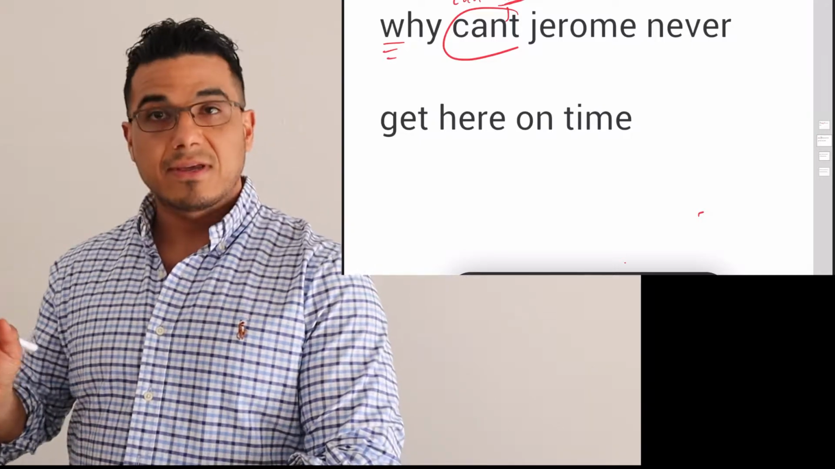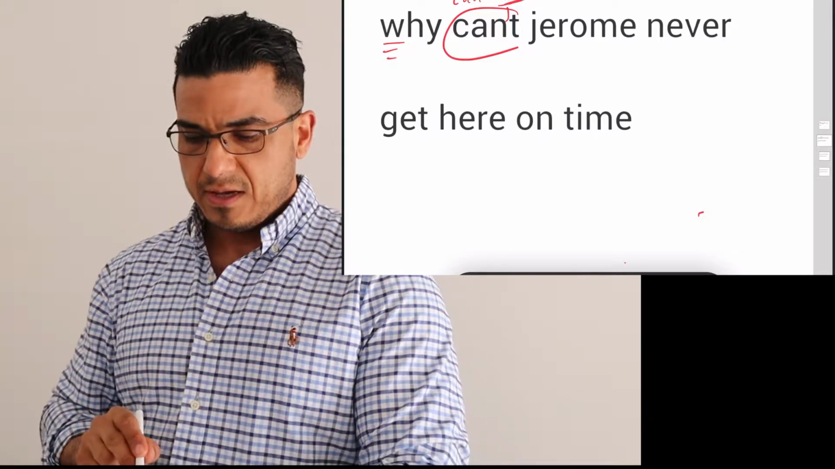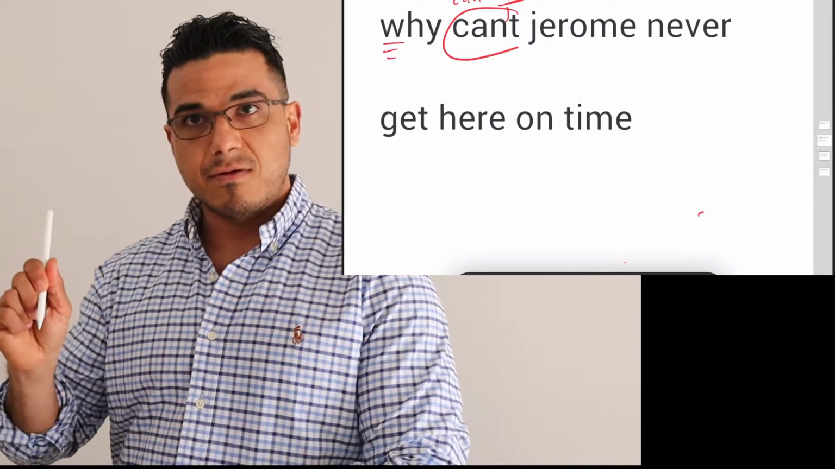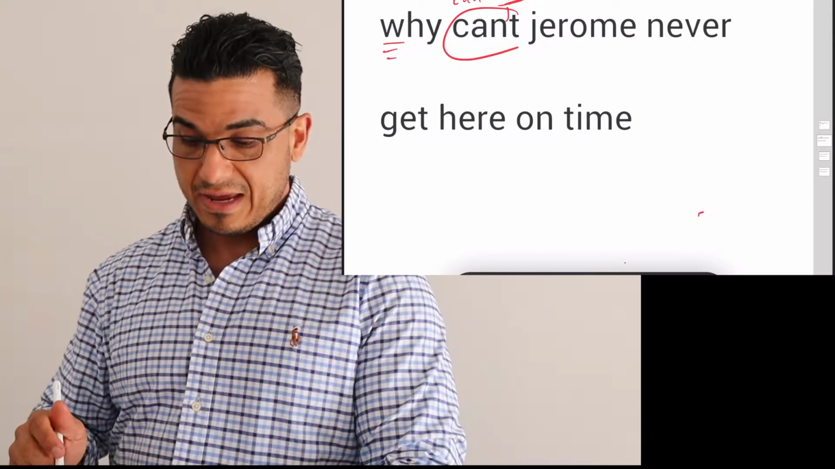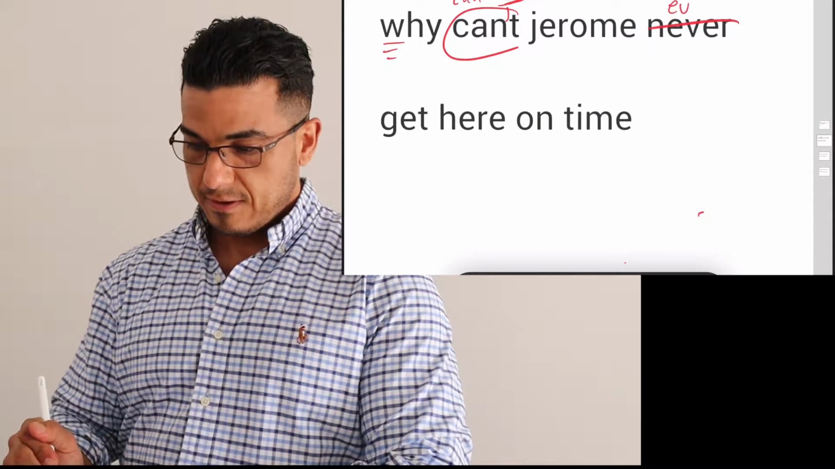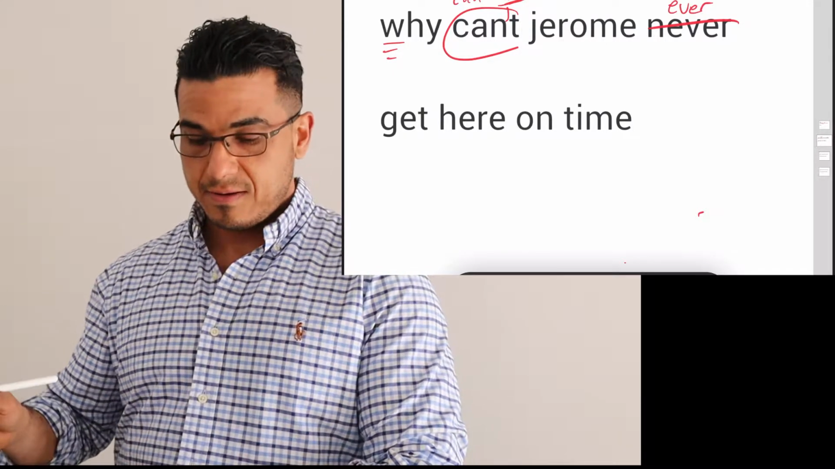Jerome, never get here on time. Again, we have what's called a double negative. Can't and never are double negatives. So why can't Jerome ever, continuous, get here on time?